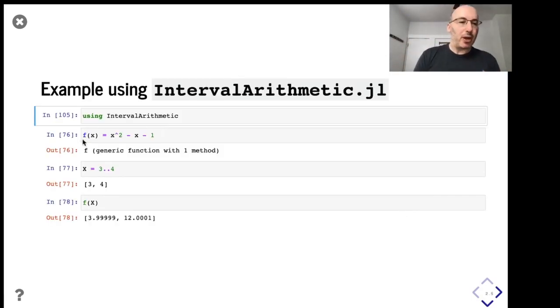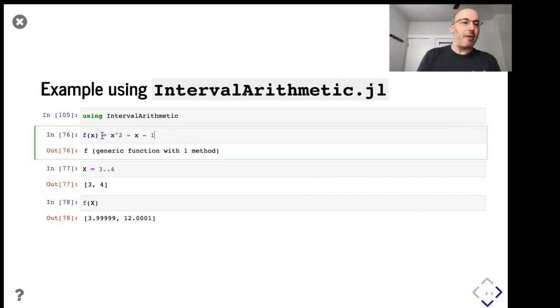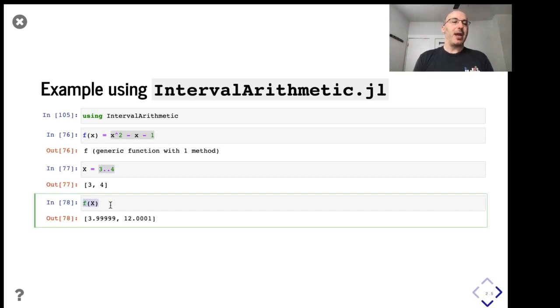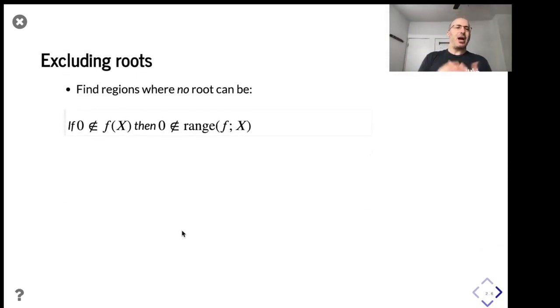So here's an example. We're going to define a standard Julia function f of x, x squared minus x minus 1. And we'll define an interval 3 to 4. So this is all real numbers between 3 and 4. And then we can apply this function f to the interval x. And what it will do is compute this set 4 to 12 that's guaranteed to contain the true range of the function. So how can we use this?